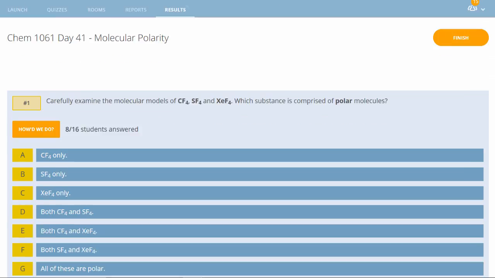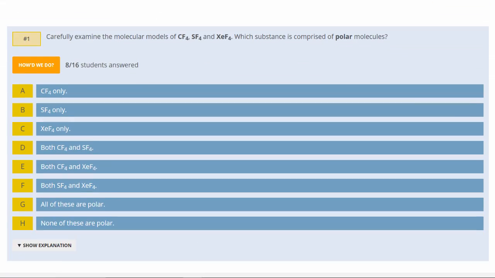Okay, we have one last question on the Socrative app, and this comes from Wednesday. I don't think we're going to take the whole hour today, but we might. We'll just see. The last one here involves these three models. Now imagine that the fluorines are the white ones on these.